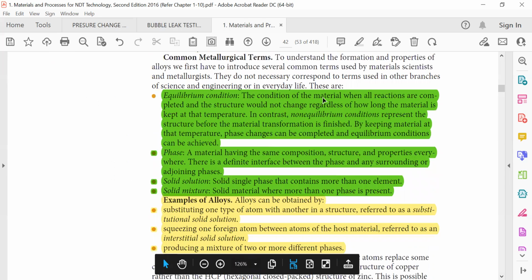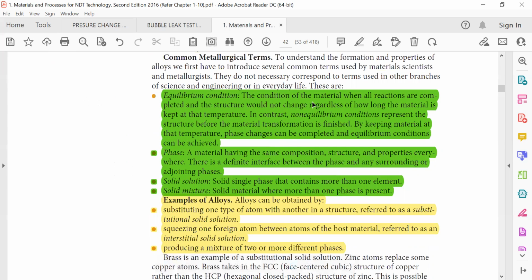Equilibrium condition: the condition of the material when all reactions are completed and the structure does not change regardless of how long the material is kept at that temperature. Phase: a material having the same composition, structure and properties everywhere. There is a definite interface between the phase and any surrounding or adjoining phases. Solid solution: a solid single phase that contains more than one element. Solid mixture: a solid material where more than one phase is present.